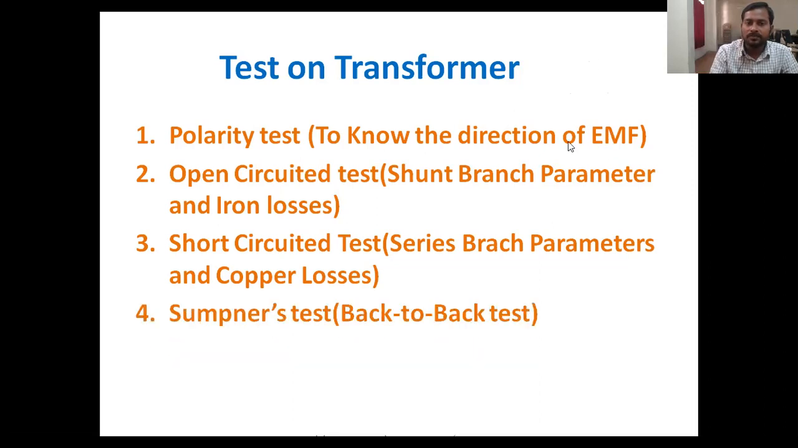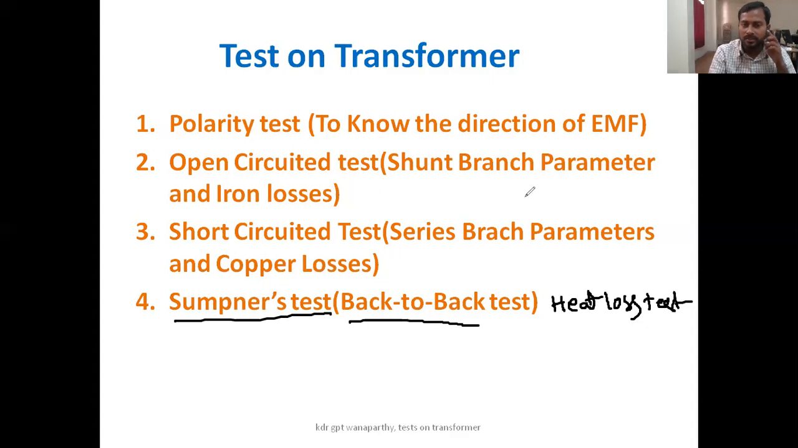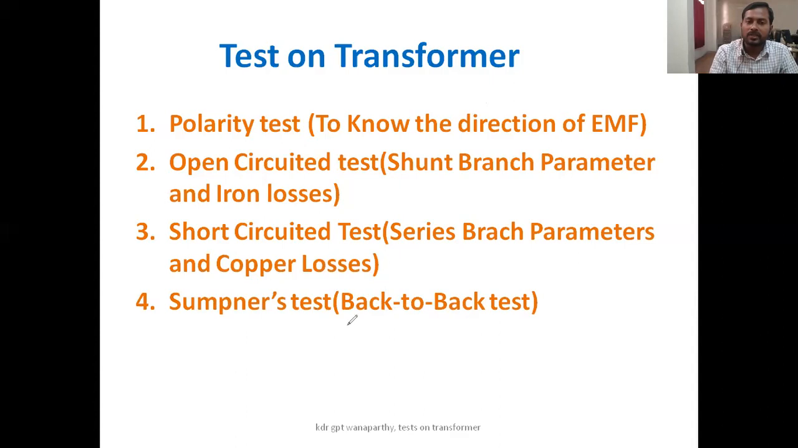Another test is the Sumpner test. This Sumpner test is also called the back-to-back test, or another name is the heat loss test. There are different names for this test. Mostly we call it Sumpner's test because he is the scientist who found this test. So this is called the Sumpner test or back-to-back test.